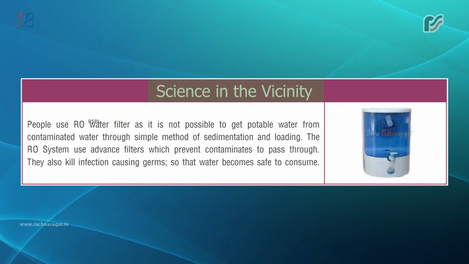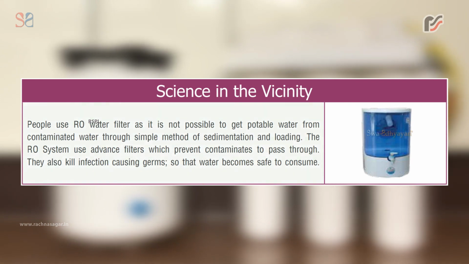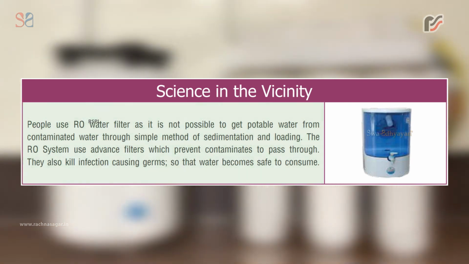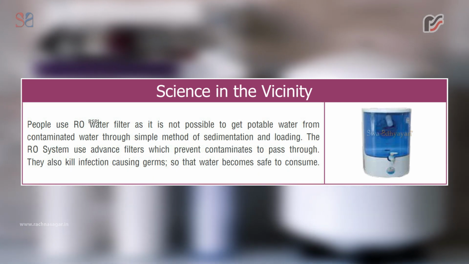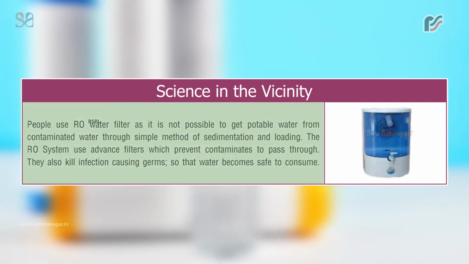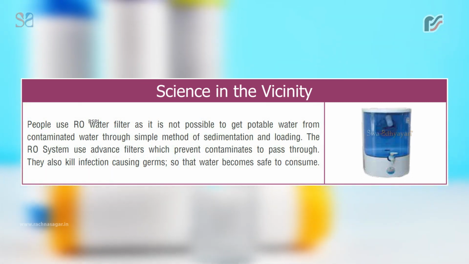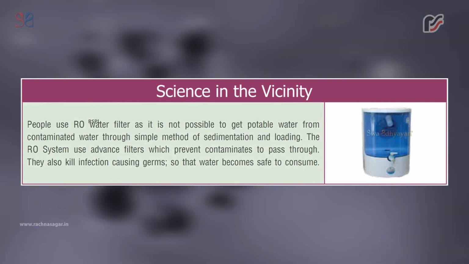Science in the vicinity. People use RO water filters as it is not possible to get potable water from contaminated water through the simple methods of sedimentation and loading. The RO system uses advanced filters which prevent contaminants from passing through. They also kill infection-causing germs so that water becomes safe to consume.